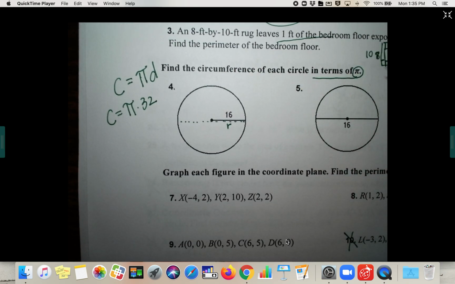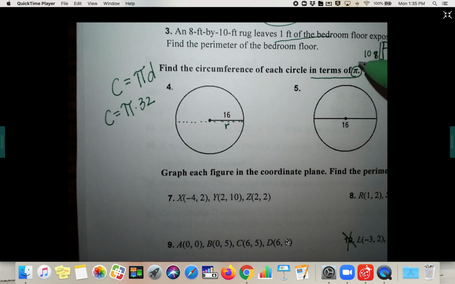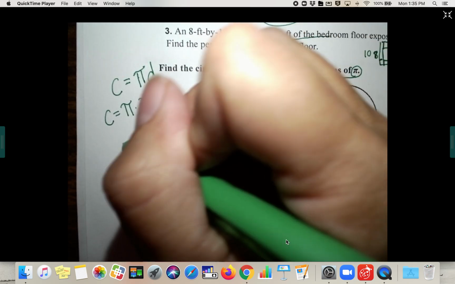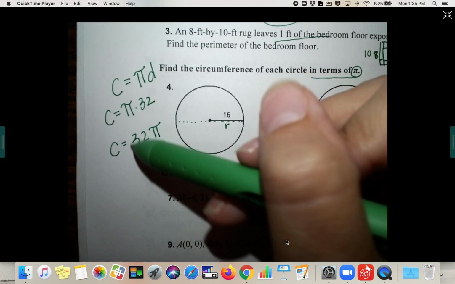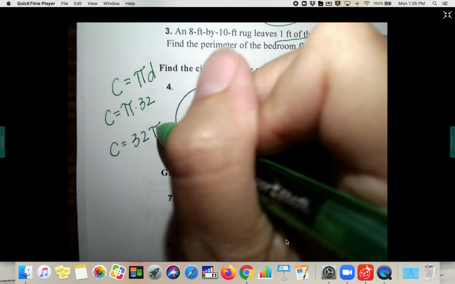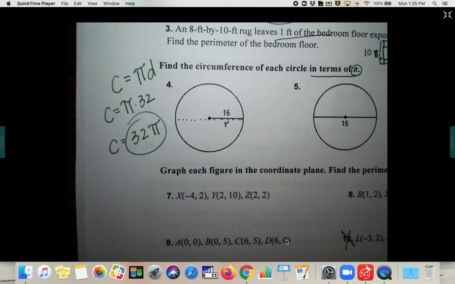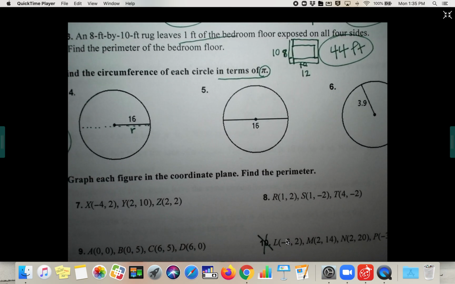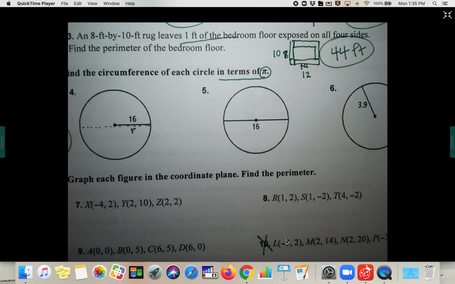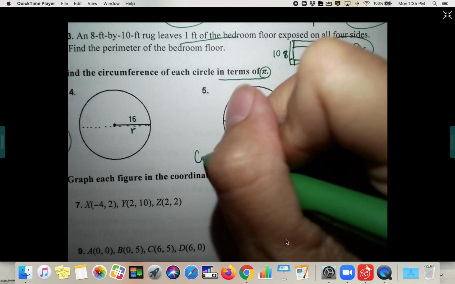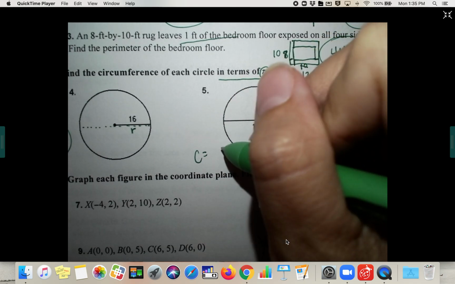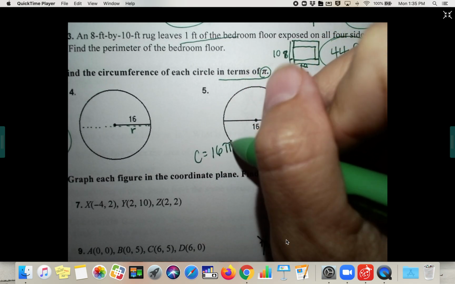And actually what I'm just now reading is it says find the circumference of each circle in terms of pi. That means don't actually solve it out, just leave pi as part of your answer. So we're done. I'll write the number coming first, because usually you see the coefficient in front. But 32 pi is our answer. All right, number 5 would just be 16 pi. So the circumference equals pi times 16, or 16 times pi.